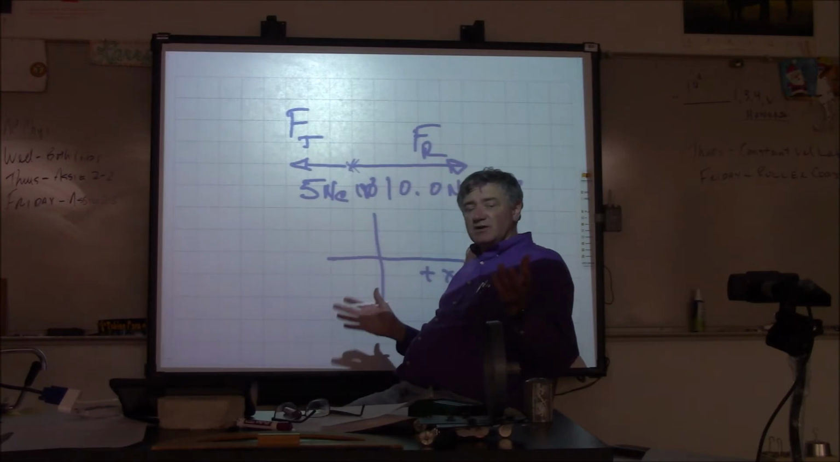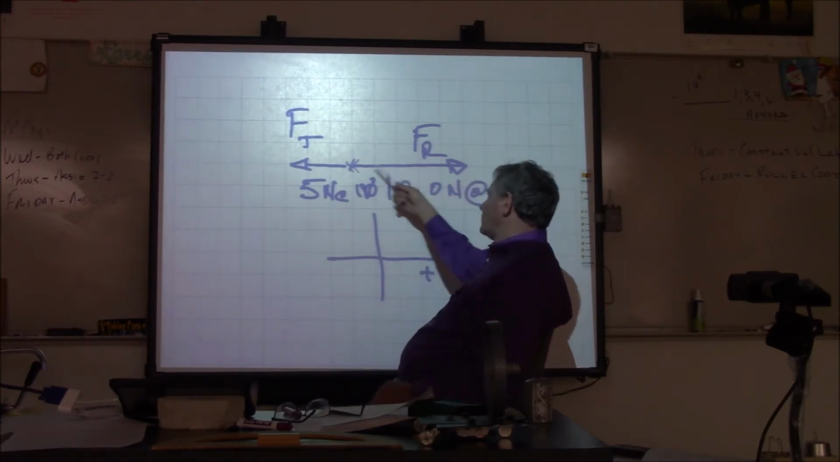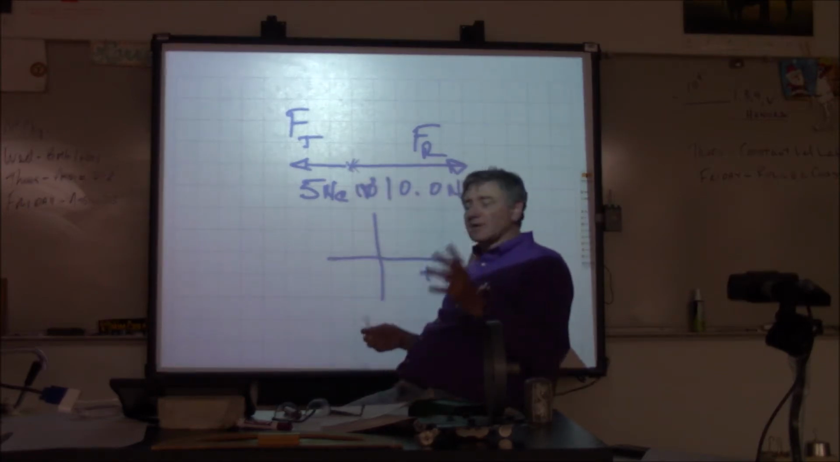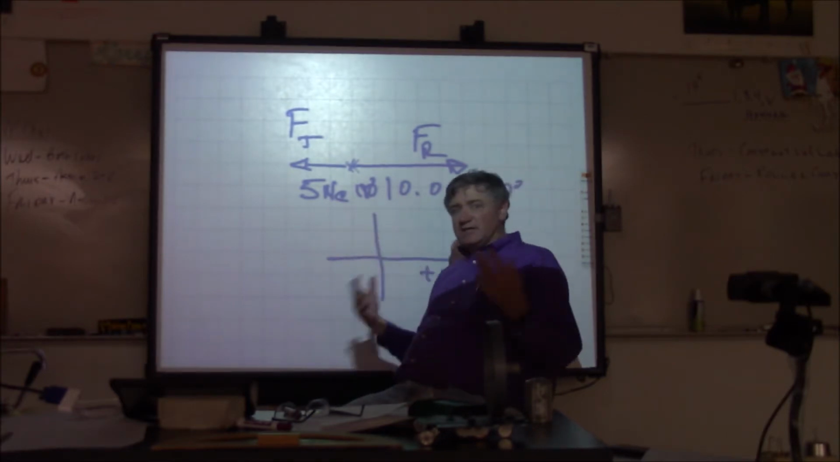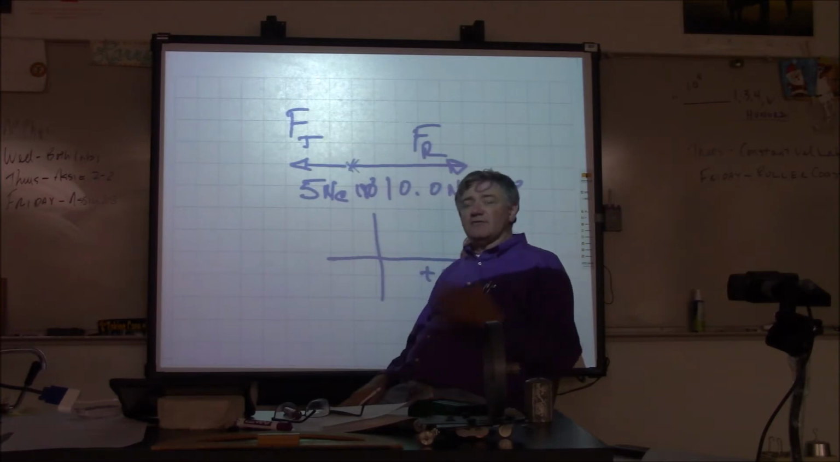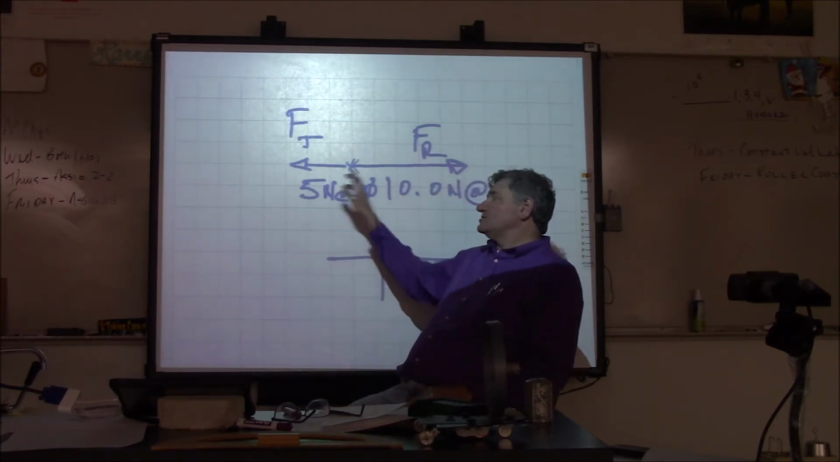Now, if this was the tug of war, you all would go, oh yeah, Riley is going to win by 5 newtons, and it's going to go in this direction. Okay, that's it. So what you all just did without knowing is the graphical addition of vectors using the tip-to-tail method.